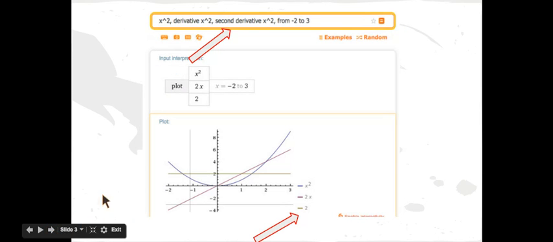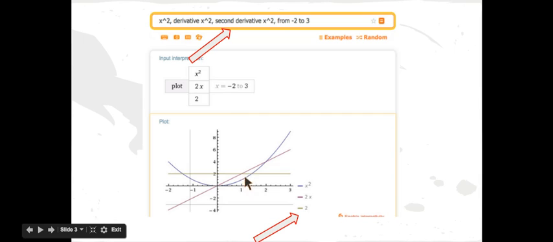Now, using the Wolfram Alpha entry bar and the nomenclature, understanding a little bit about the interface, I've got this function x squared, and I want to plot the derivative of x squared, and so I put a comma, and I want to compute the second derivative of x squared from -2 to 3. And here's where it gets real interesting, because we've actually got three functions. The original function y equals x squared, the derivative f prime of x squared, and the second derivative f double prime of x squared.